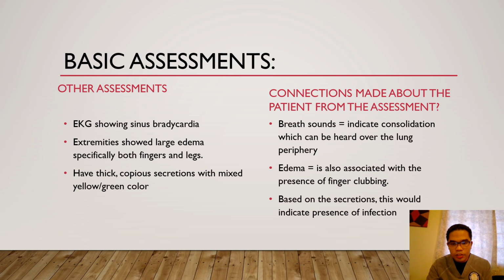And then based on the secretions, this would indicate the presence of infection because of the yellow-green color, possibly like acute bacterial infection. So with the EKG, based on the result of sinus bradycardia, it means that the patient has a weak sinoatrial node or the pacemaker, maybe because of the hypoxemia and also because of the patient's decreased sensorium or the less than 8 GCS. And then aside from that, all of these assessments are what I got from this patient.